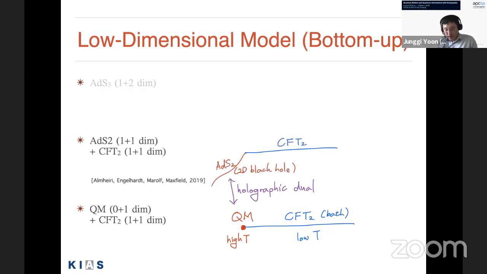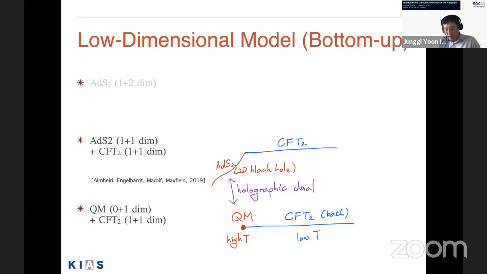And then you know that certain very chaotic quantum mechanics can be dual to a 2D black hole. So using the holographic dual of this quantum mechanics, this model is dual to a 2D black hole coupled to the CFT2. So this situation is more like a 2D version of this island story. These people calculated the entanglement entropy and showed that this is the Page curve.